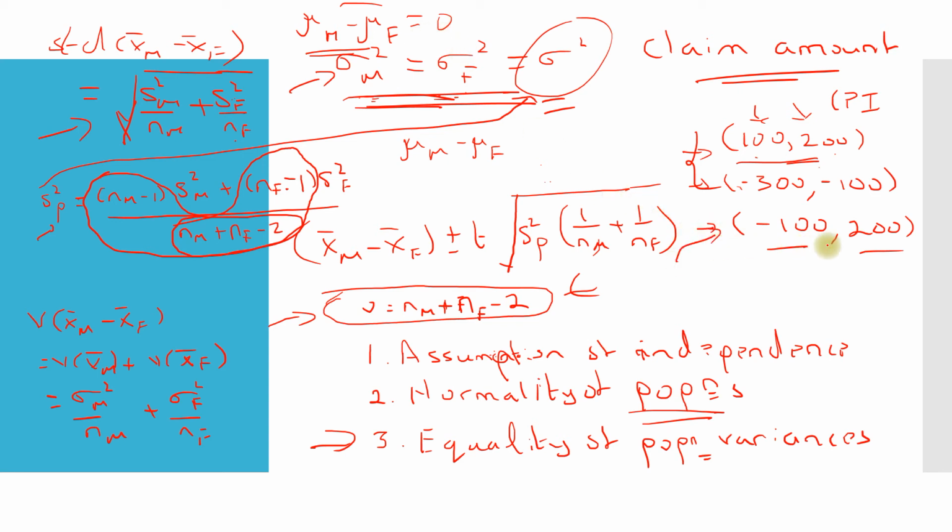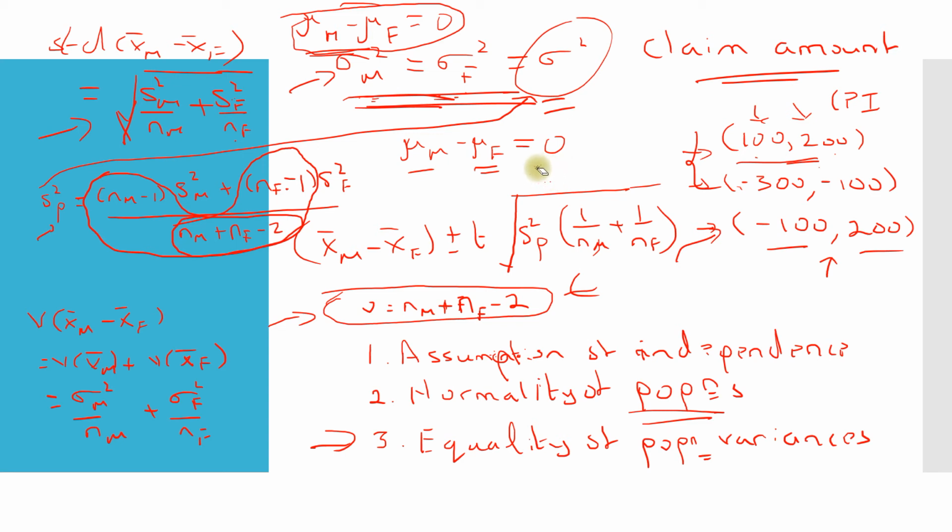But in this case, you would observe that the value 0 is found in that interval. So if the value 0 is found in that interval, you are basically saying that there is no significant difference in the average claim amount of male and female. So this is going to be your conclusion if you get a negative and a positive value. You are basically coming to conclude that what you believe kind of makes sense based on data, right?